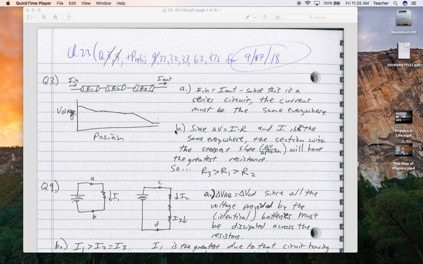So this is chapter 23 homework. We went through a lot of these in class. I won't go over most of them again. With this one, again, you can see the answer. R3 is greater than R1 is greater than R2. Let's do the steepness of this graph.